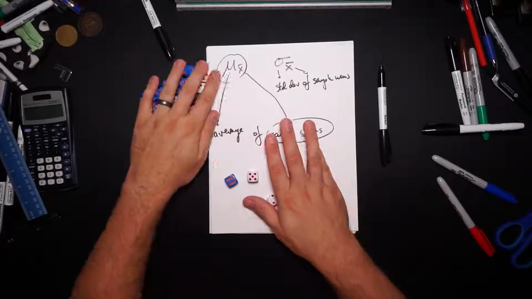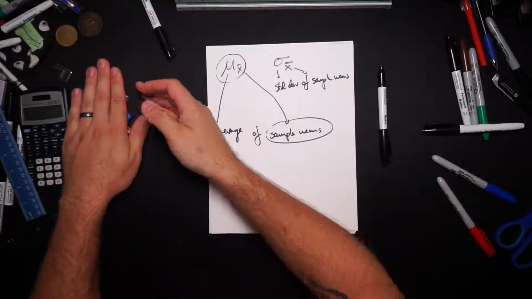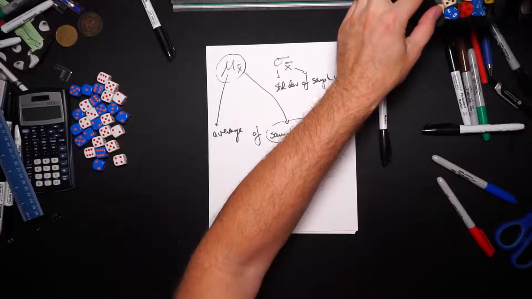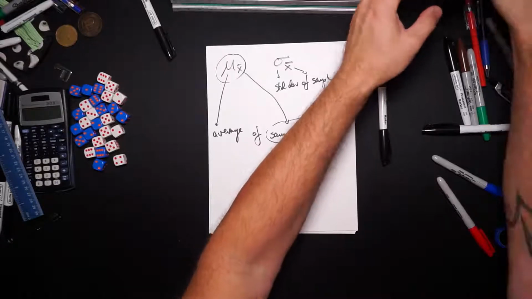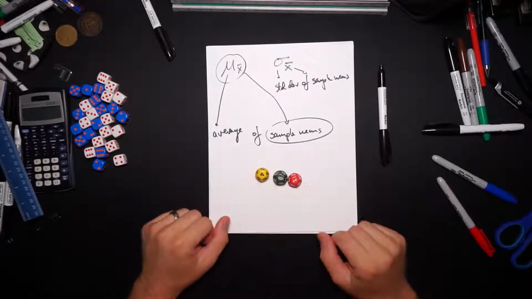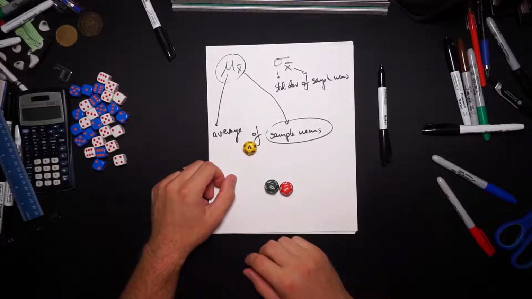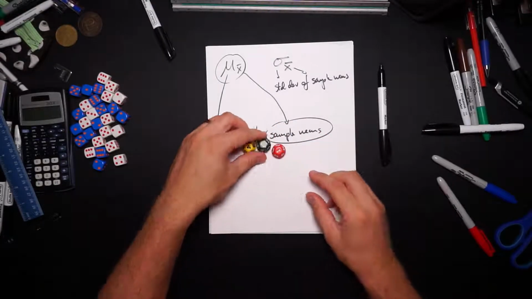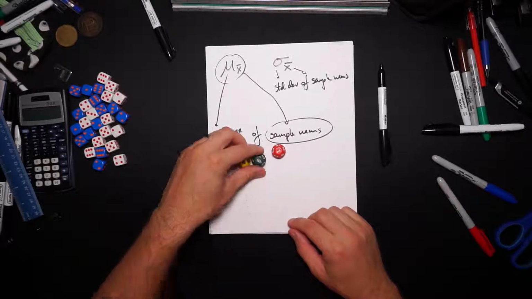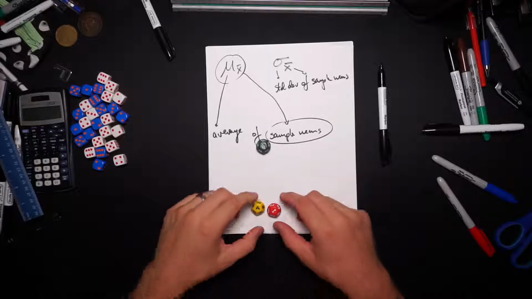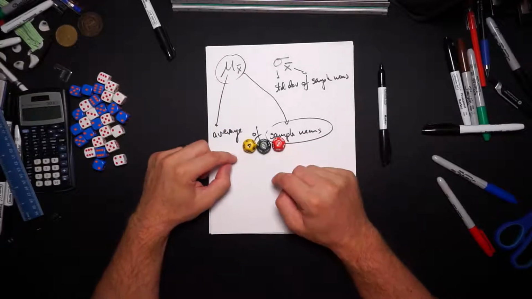If we looked at just a smaller amount, so let's get 3 different colors, how many samples can I do? Well, I could do this as a sample. I could do this as a sample. I could do these two as a sample. So these 3 have 3 samples.